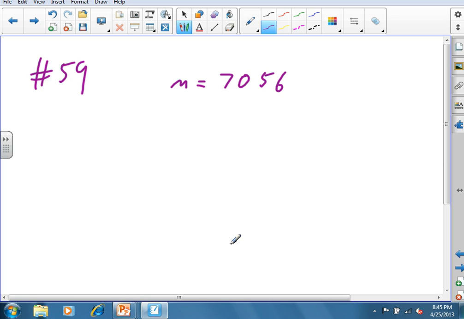Problem 59. Where's 59? Suppose 7056 adults are to be chosen, and assume the gender of each is equally likely. We want to know the probability that the number of females in the sample is between there and there. Okay, what's the mu of this sample? 7056 divided by 2.